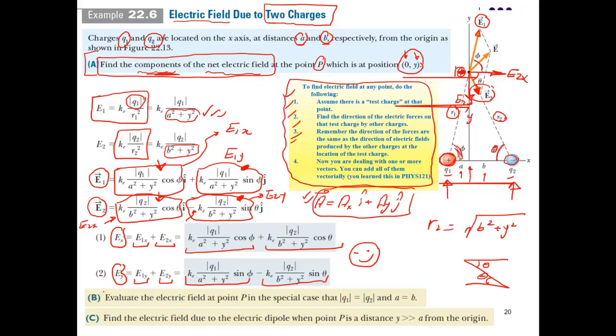But it looks like the question has other parts. I'm going to do maybe one more part, and the other part maybe you could go through. So the second part says evaluate the electric field at point P in the special case when Q1 is equal to Q2. That's easy. And A is equal to B. So what are we going to do here? Instead of every Q2, just change this Q2 to Q1. Just name it Q1. And change every B to A. So change this B to A. Change this B to A.